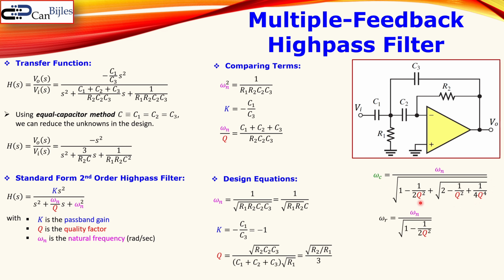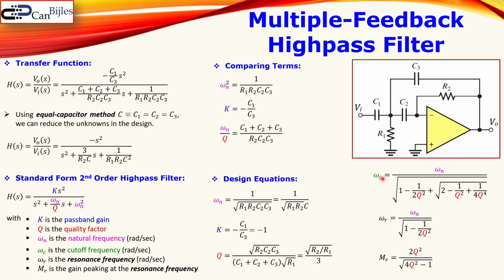Our resonant frequency also appears in a similar form, where the natural frequency and the quality factor come into play. The gain peaking MR is also equal to this value, as we have seen in the formula for the multiple feedback low pass filter. Again, you see in all the formulas the quality factor is appearing. In these two we will also see the natural frequency.